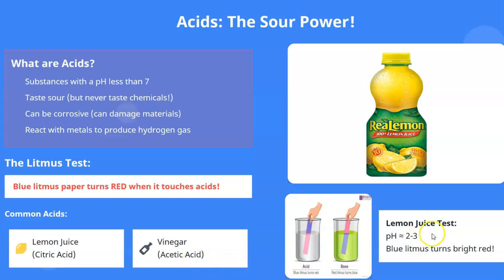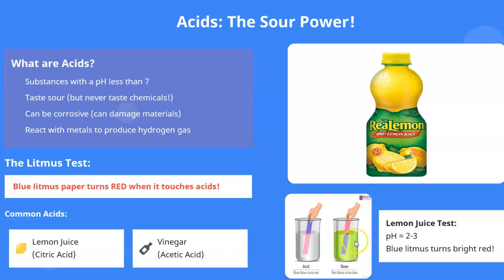So we have here a lemon juice test. This is the lemon juice and we try to test it using a blue litmus paper. Because this is lemon juice, it's acidic. That is why the blue litmus paper turns red.